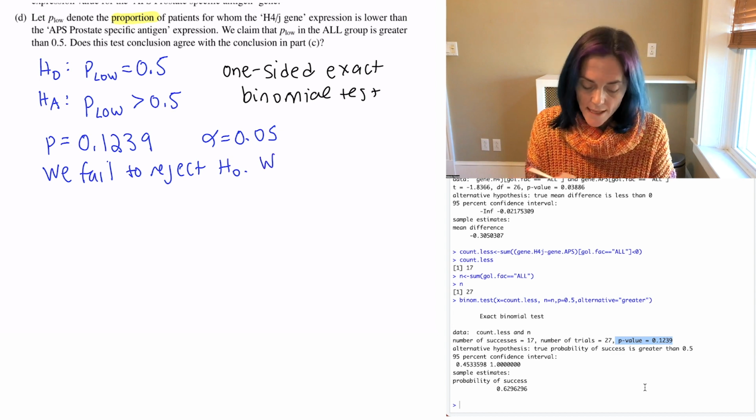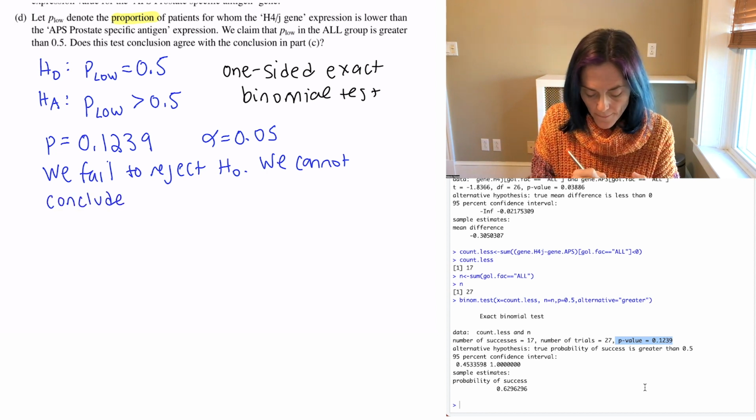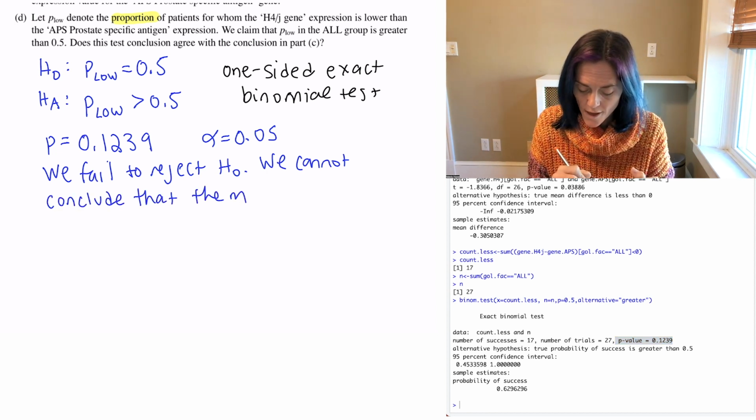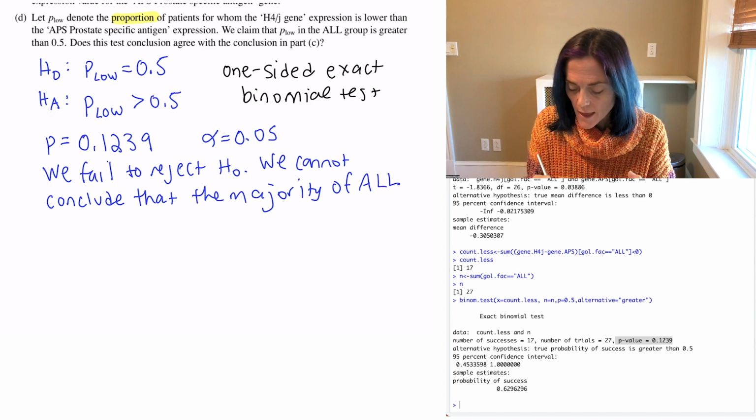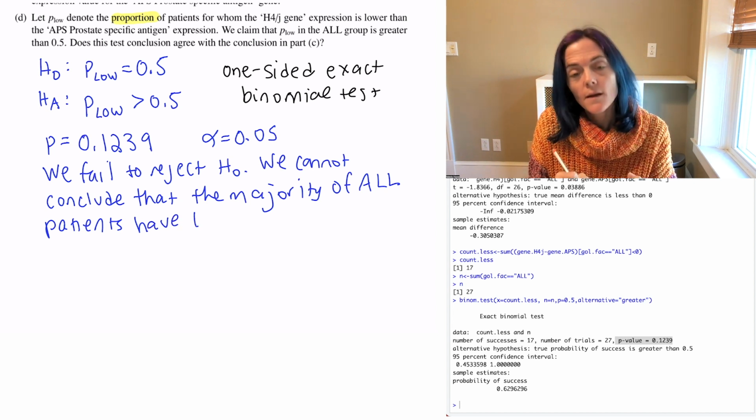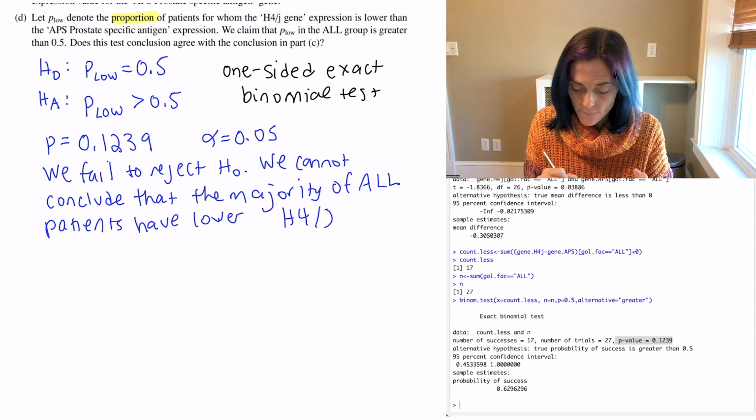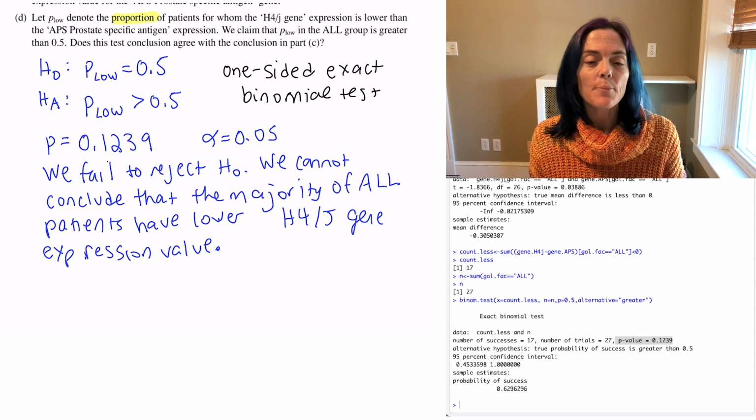H0. What that says is we cannot conclude that the majority, that would be more than a half, the majority of ALL patients have a lower H4J gene expression.